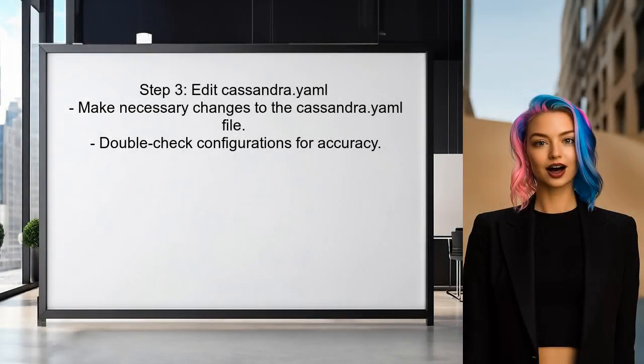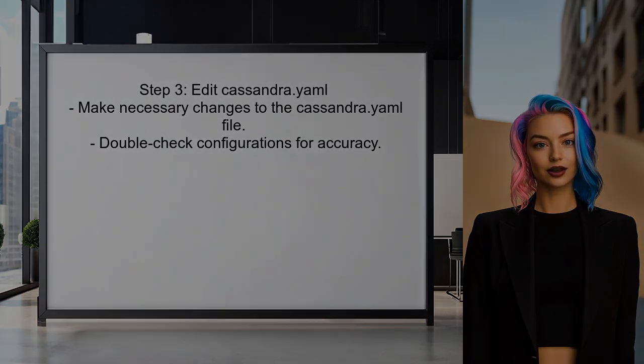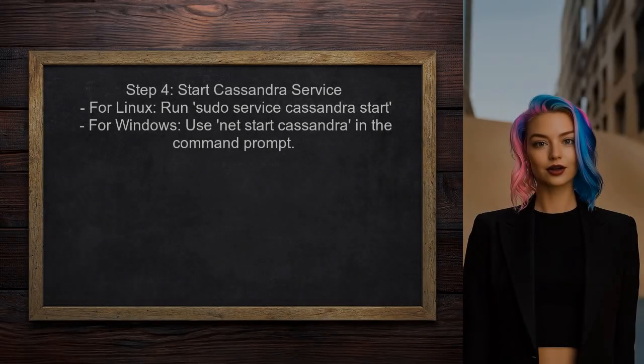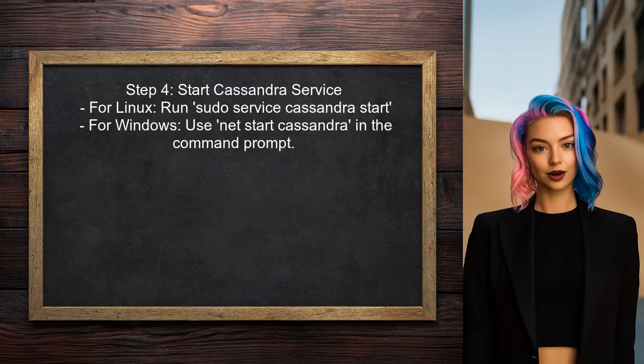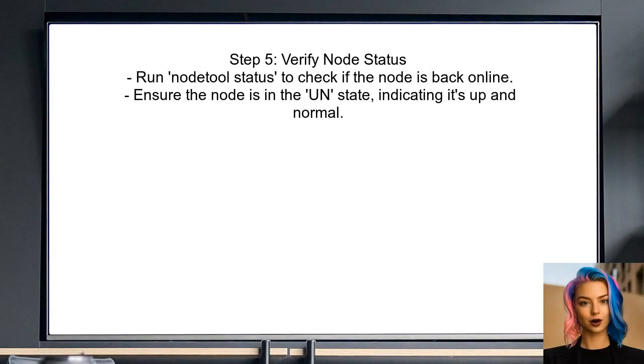After stopping the service, the user can make any necessary changes to the cassandra.yaml file. It's important to double-check the configuration to ensure everything is correct. Once the changes are made, the user should start the Cassandra service again. This will bring the node back online and allow it to rejoin the cluster. Finally, the user should verify that the node has successfully rejoined the cluster. This can be done by running the nodetool status command again to check the node's status.